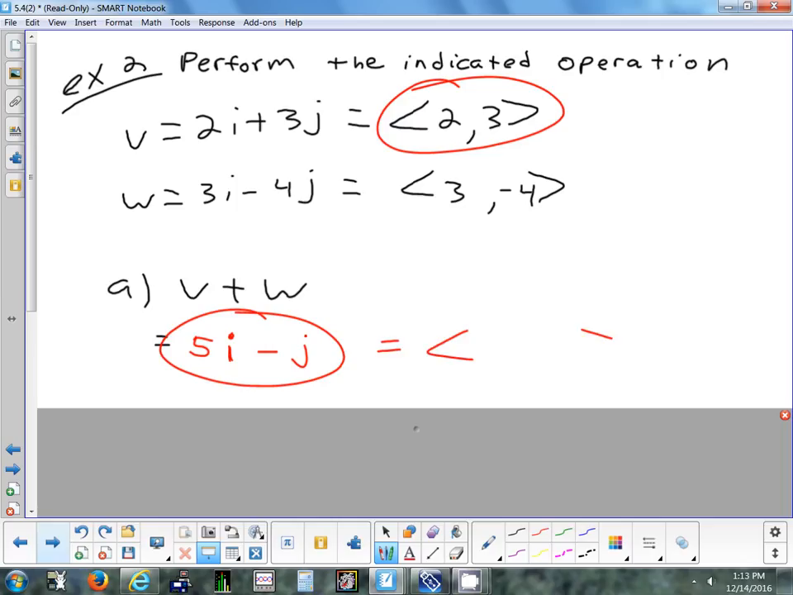How about written this way? Yeah. Same thing, just a different way to write it.